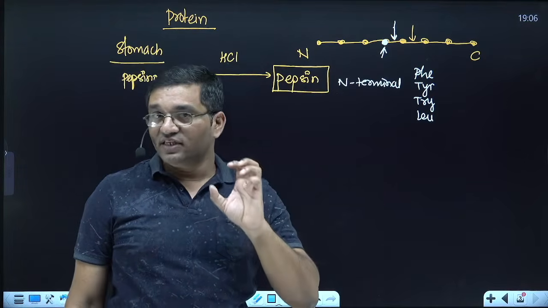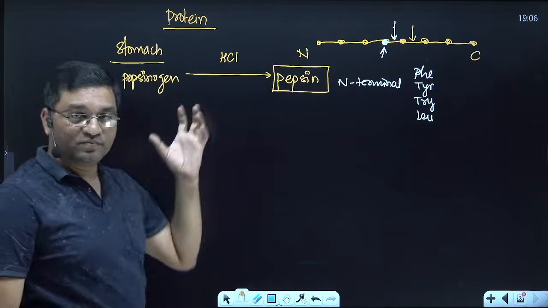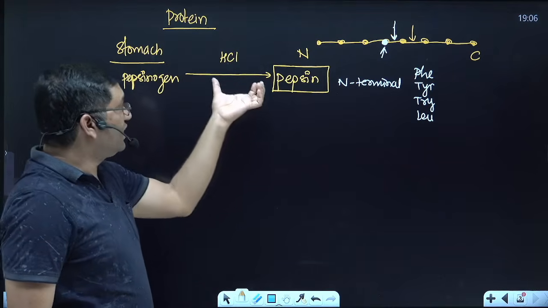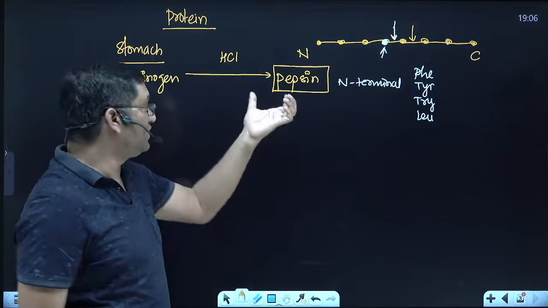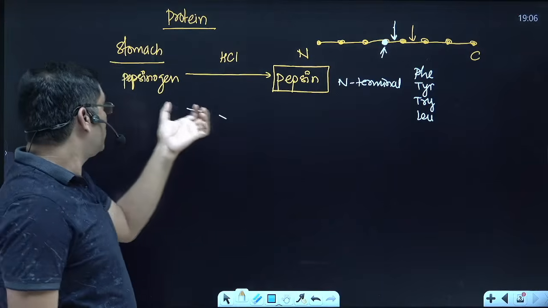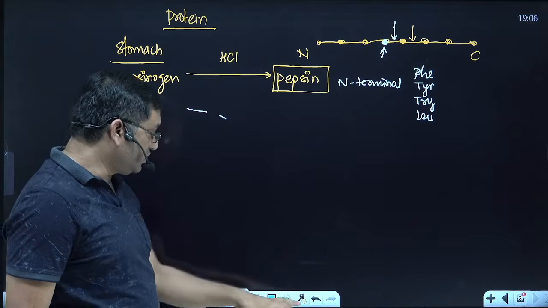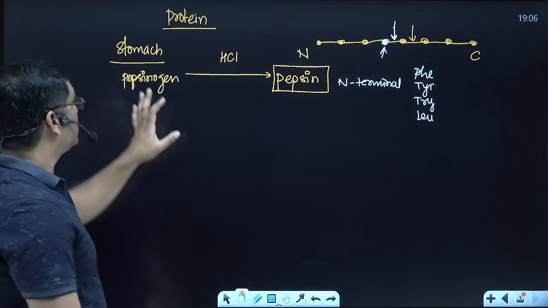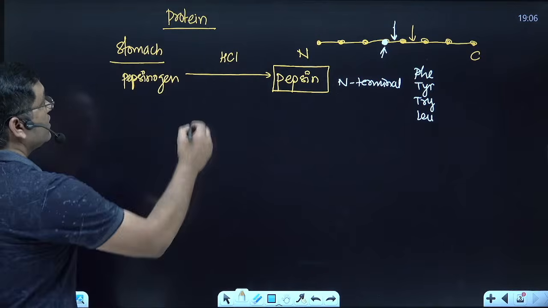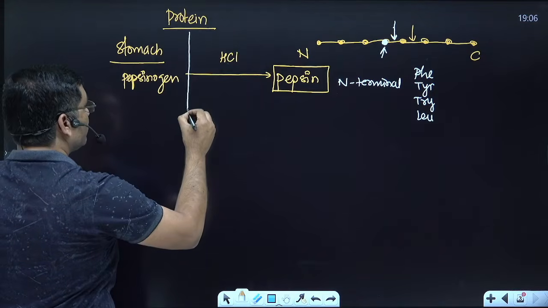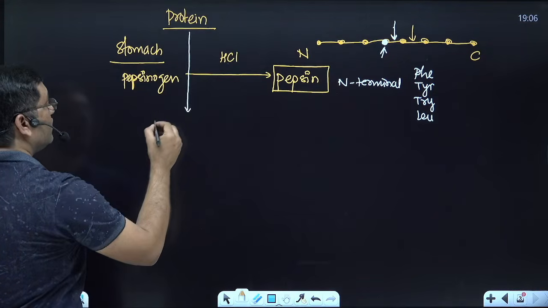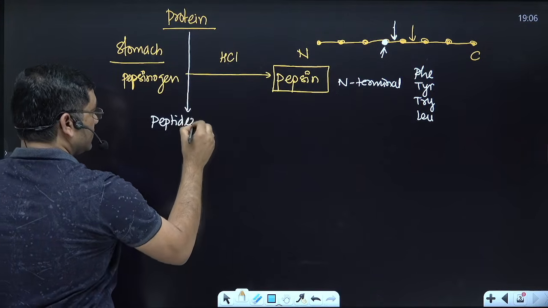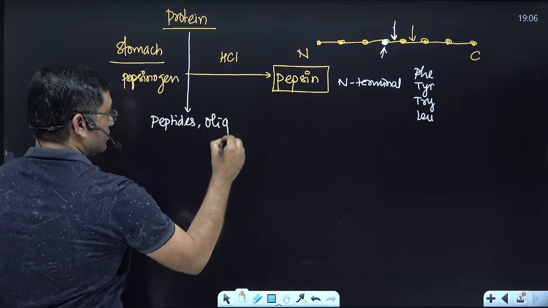It is active at the acidic pH, pepsin. Acidic pH is present in the stomach and is activated by the HCl. Also, autocatalysis means pepsin itself causes the conversion of pepsinogen into pepsin. Got it? So this is in the stomach. So proteins, by the action of pepsin, are converted into peptides or oligopeptides.